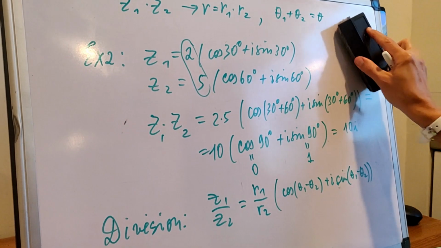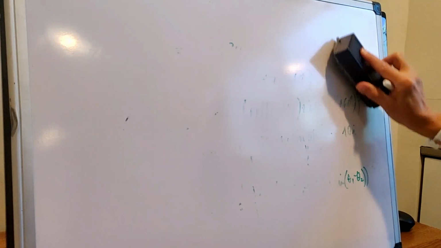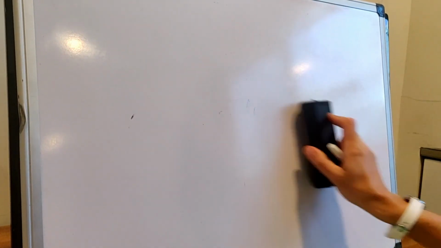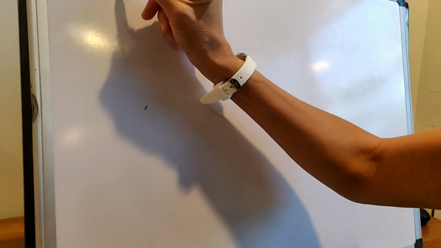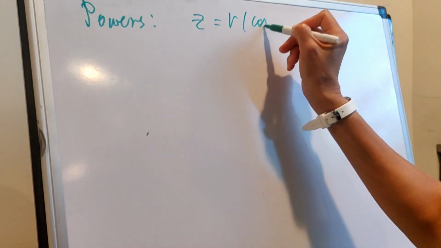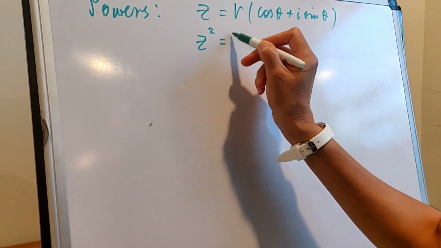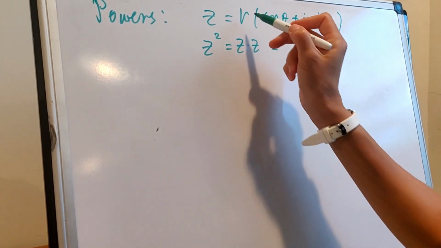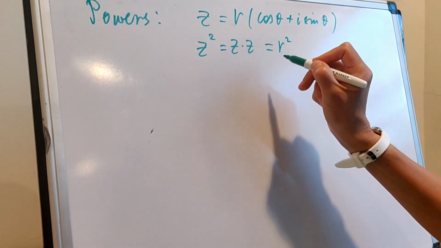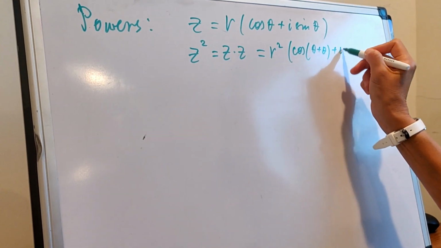Actually, we are going to mostly use this rule to calculate powers. And powers calculation is going to be called de Moivre's theorem. Let's consider that we have number z, and it looks like r cosine of theta plus i sine of theta. I want to calculate z square. What is z square? It's z multiplied by z, right? So I'll need to multiply r by r, which is r square, and add theta to theta, because it's the same number multiplied by itself.